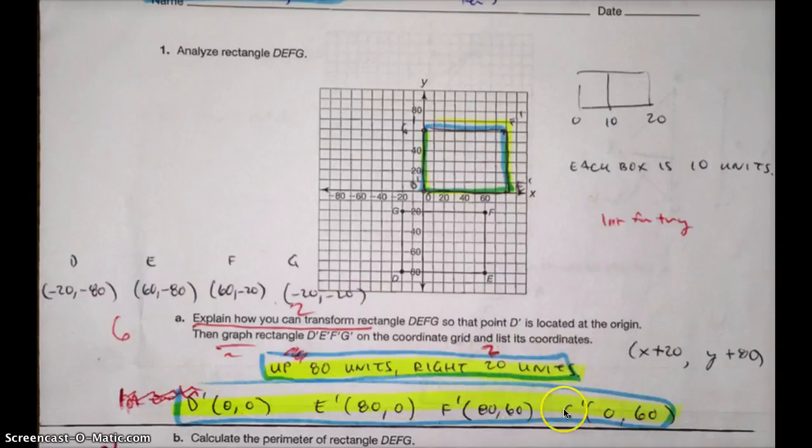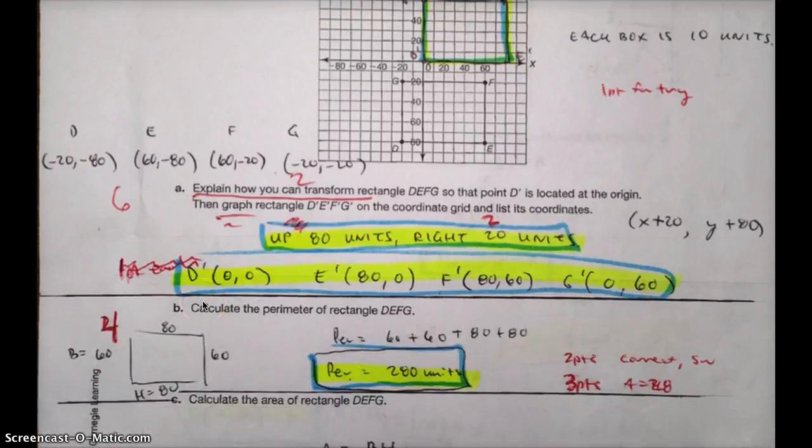So I gave you another 2 points for just listing out the coordinates. Okay? You received 1 point if you wrote the coordinates with just the boxes. For example, if you wrote G prime is 0, 6, that's incorrect. It's 0, 60. Now you don't have to use this rule. You could have just moved the box so that D prime is on the origin, and you can just list out the coordinates. Okay?